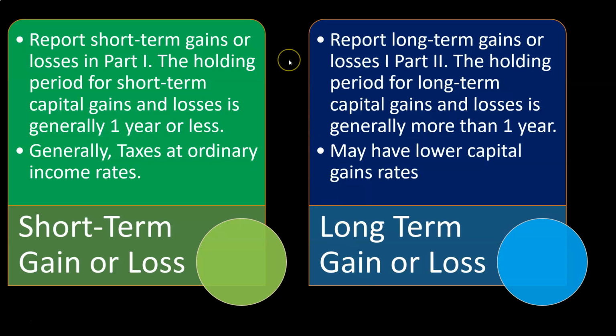So in any case, report short-term gains and losses in Part 1 of Schedule D. The holding period for short-term capital gains and losses is generally 1 year. Now that's basically an arbitrary rule. So if you're talking stocks and bonds, if you held on to the stocks and bonds for less than a year, then it's going to be short-term, and you will typically be subject then to ordinary income rates, the normal progressive tax rates.